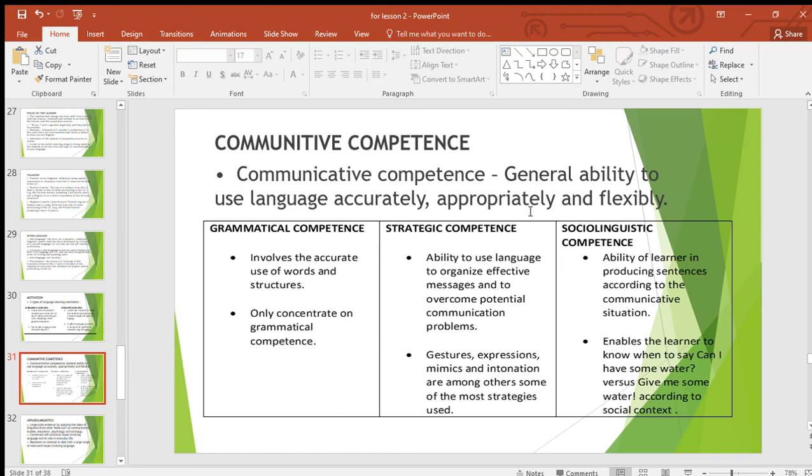Sorry. Next, social linguistic competence. It is the ability of a learner to produce sentences according to the communicative situation. It enables the learners to know when to say can I have some water versus give me some water according to social context. So in the grammatical, I'm observing your words. Are you saying the right words for the message? Strategic competence, are you able to deliver your message properly? Will I be able to understand? Will I have no problems in understanding? Social linguistic, are you saying the right things in this current situation? Should you really be ordering people or should you be humble and asking? Okay. So that is social linguistic competence.